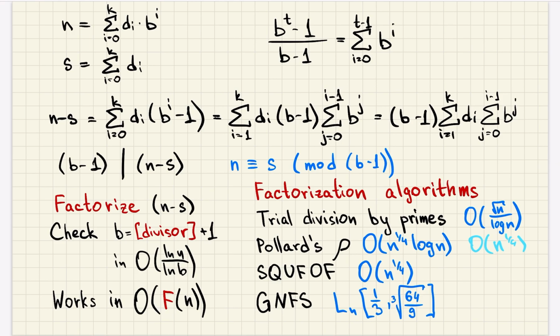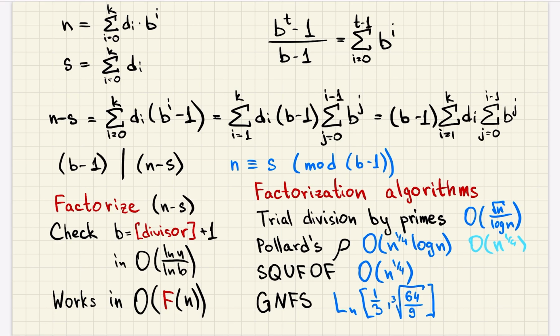And it may provide some other insights. Like we can swap the order of summation here, maybe that will produce something interesting. But just the fact that n minus s is b minus 1 multiplied by some integer is already good enough to get a better solution. Because we can say that, well, okay, let's look at n minus s.